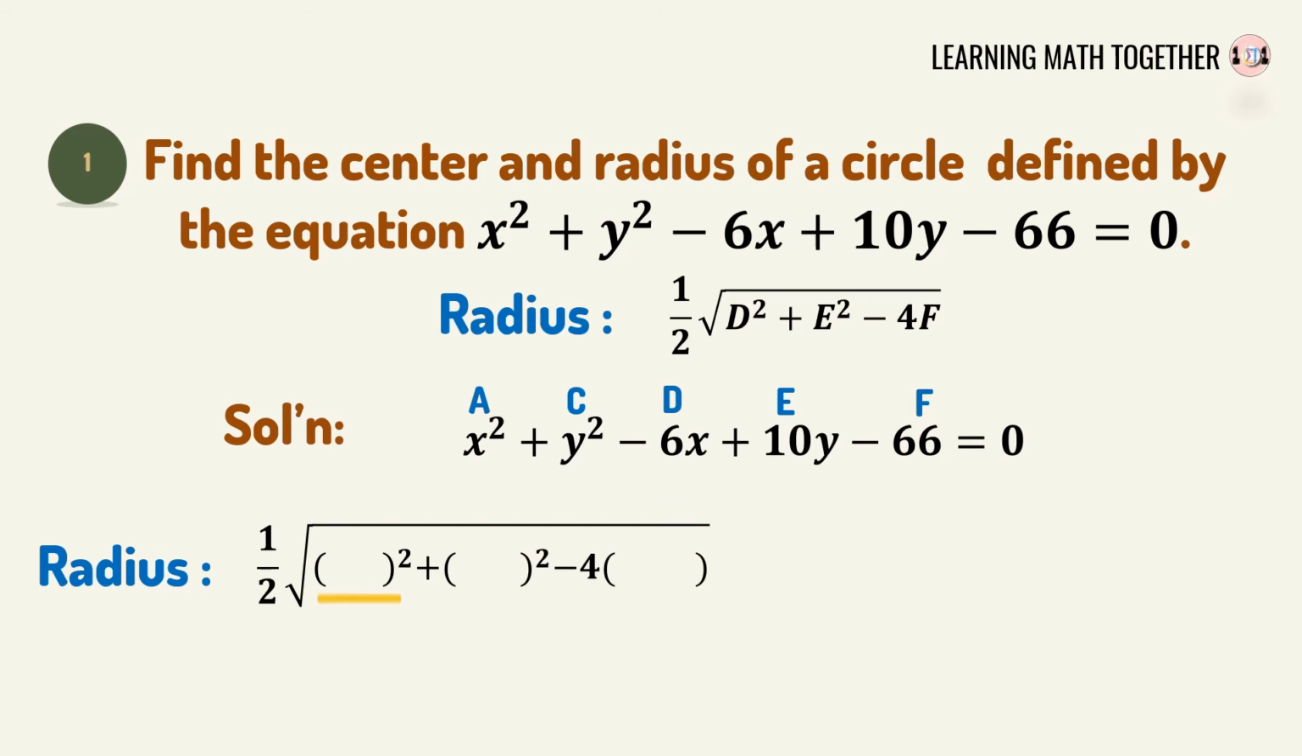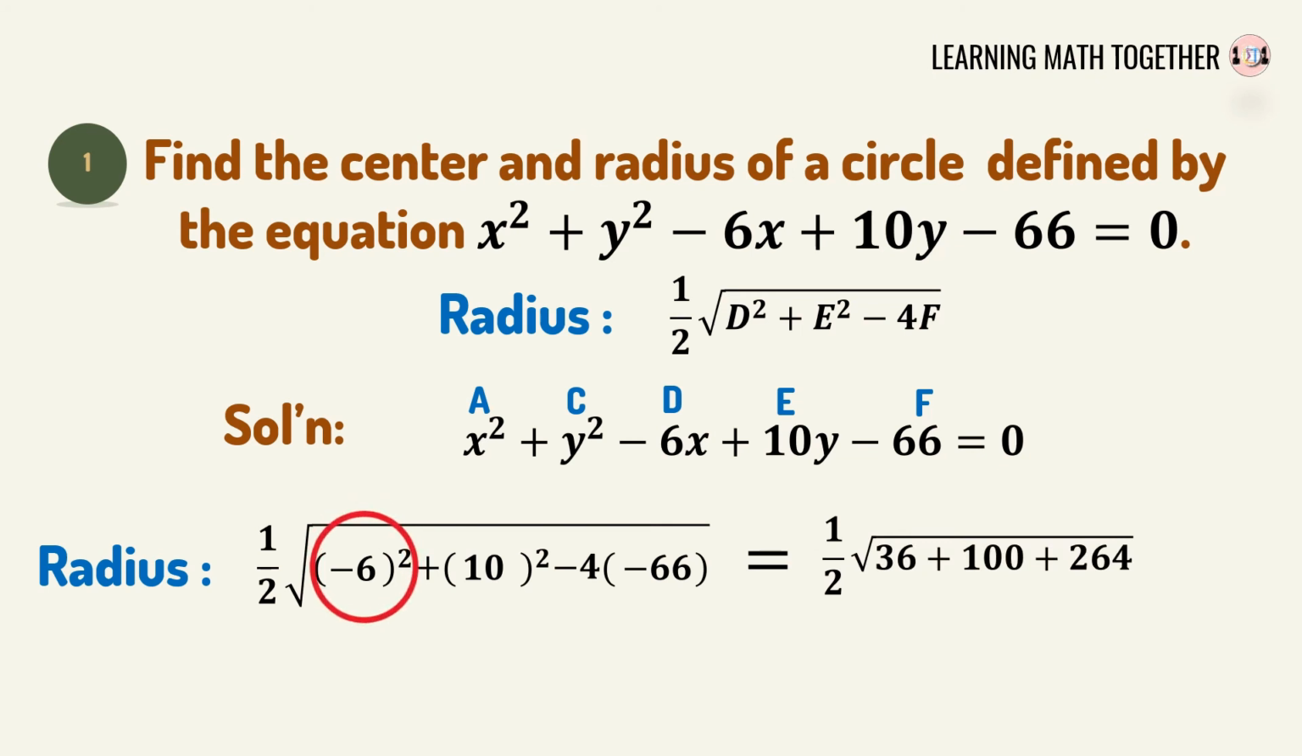So here, let us substitute the value of D. D is equal to negative 6, so you put it here. And then E is equal to positive 10. And then for the constant term, we have F, which is equal to negative 66. And then let us simplify this by simplifying first the numbers inside the radical sign. So we have 1/2 times negative 6 raised to 2, that is equal to positive 36. 10 squared is equal to 100, and then negative 4 times negative 66 is equal to positive 264.